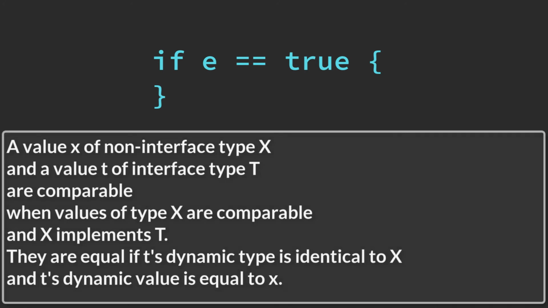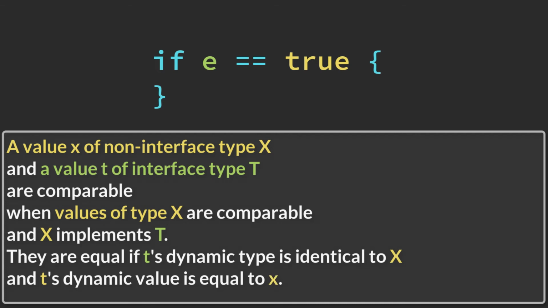In section comparison operators, it says, a value x of non-interface type X and a value t of interface type T are comparable when values of type X are comparable and X implements T. They are equal if T's dynamic type is identical to X and T's dynamic value is equal to x.